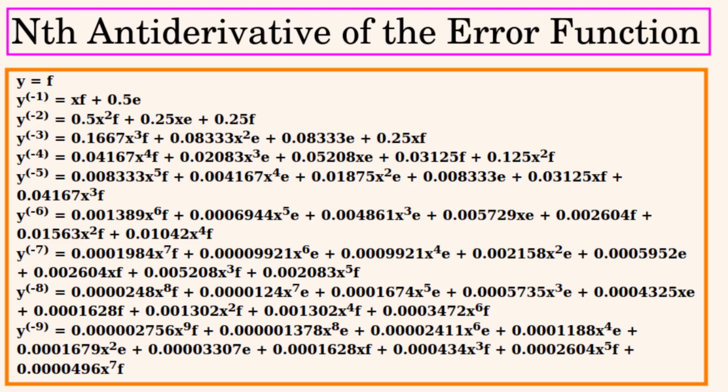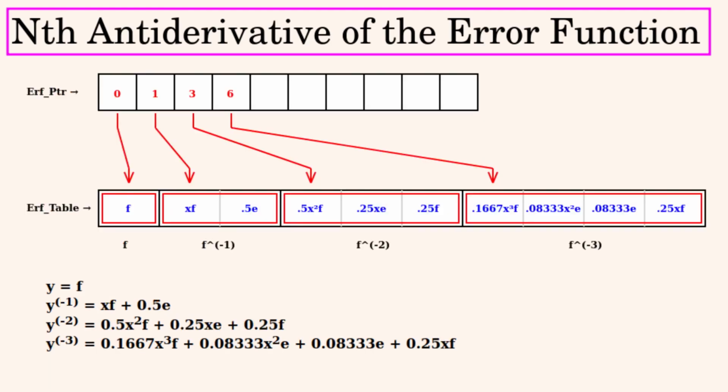It's the nth antiderivative of the error function, starting with the error function in the first position. The number of terms is equal to n plus 1. The nth antiderivative has n plus 1 terms, and the constants look ugly. I haven't written them out in full because they take up too much space. This is the data structure used to store this table. I've shown it for the first 4 expressions.